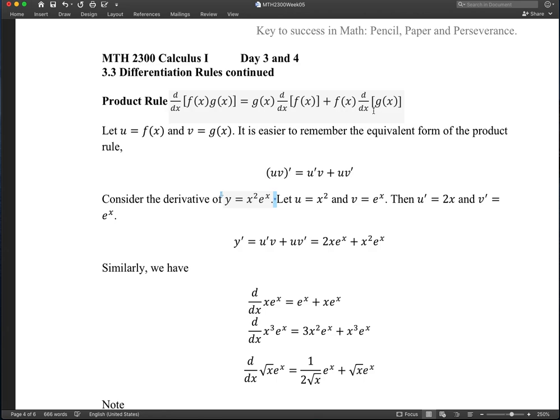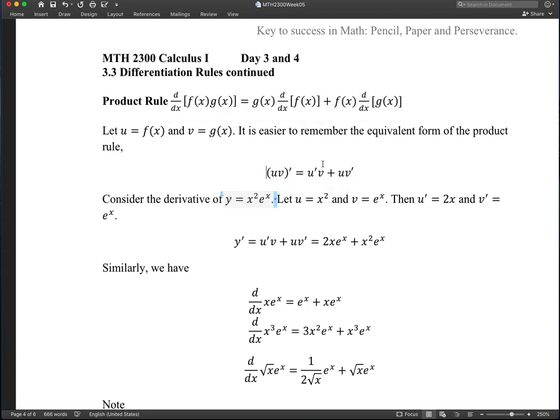So I would suggest you use this fashion, because there are two functions involved. Instead of using f of x and g of x, let's make things easier. Let's just call u for f of x, and v for g of x. So f of x times g of x simply can be written as u times v. And with the prime notation, the derivative of u times v is u prime v plus u v prime.